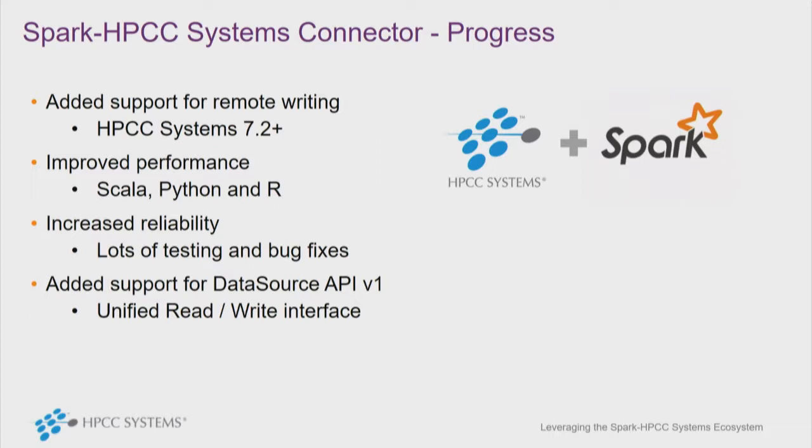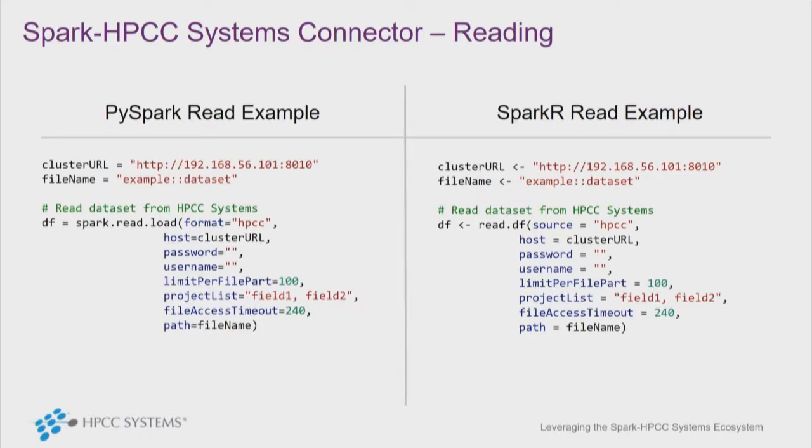All right, so moving right along. So this is reading, and this is, again, the Data Source API v1. And we have a Python PySpark example and an R SparkR example. And you can see that they're really similar. And this is what I was talking about by a unified API. In the past, we had very different interfaces for each language. Now they're nearly the exact same.